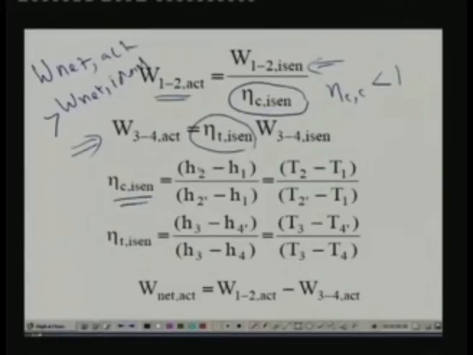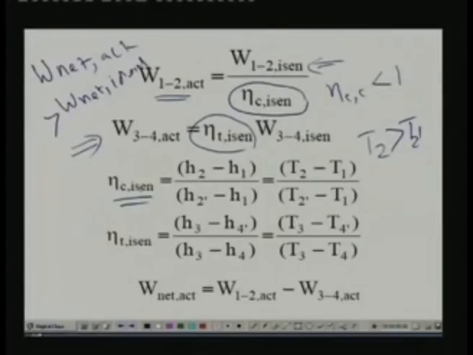Let's look at the earlier diagram. It is defined as the actual enthalpy change divided by the enthalpy change for an isentropic process. And this can be written in terms of temperatures because we are assuming the Cp to be constant. So isentropic efficiency of the compressor is written as T2 dash minus T1 divided by T2 minus T1, and if you remember, T2 was greater than T2 dash.